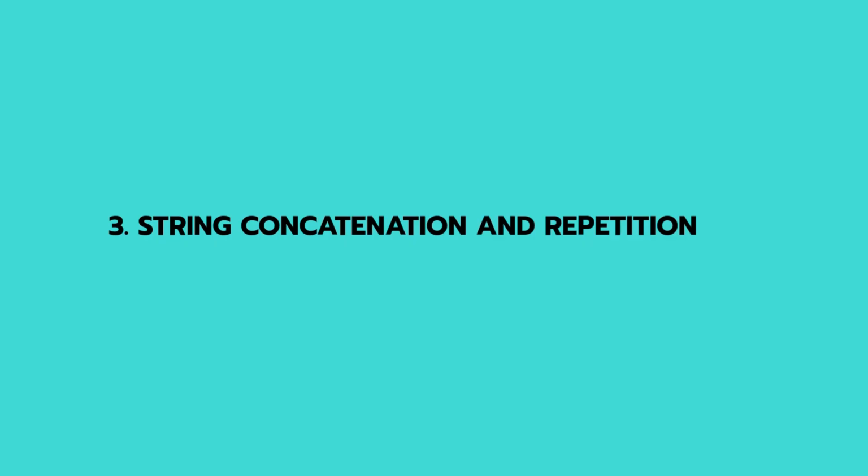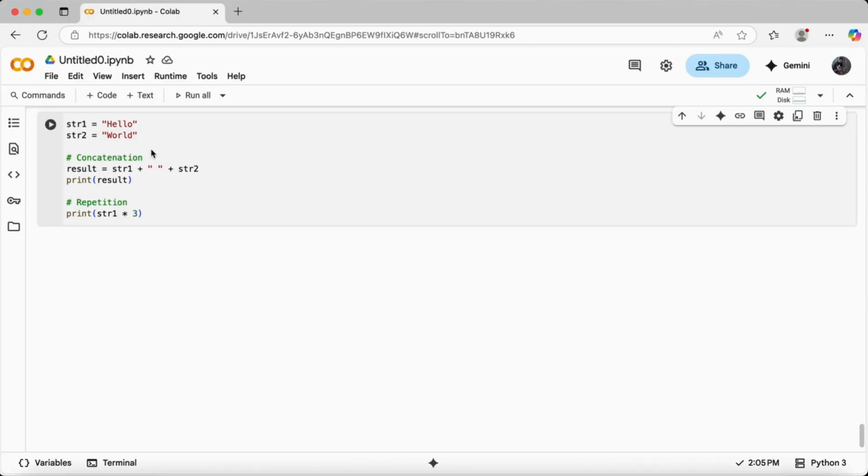Now comes string concatenation and repetition. I've taken a simple example with two strings, hello and world. Concatenation is when we add two different strings. In this example, I am adding string 1, hello, with world. How do we do that? We take string 1 and then use plus, and then an empty string to provide basic spacing between them. If we do not want any spacing, we can remove it.